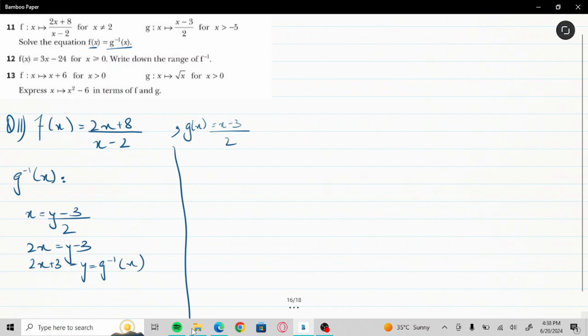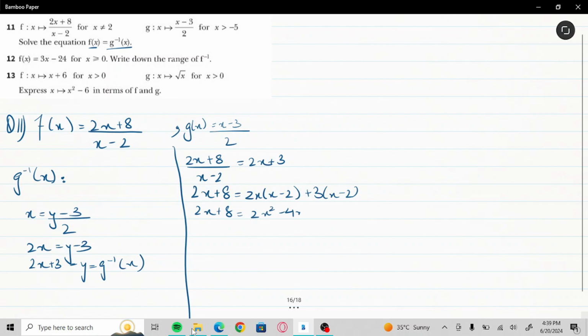Okay, so that means we are going to say that (2x plus 8) divided by (x minus 2) is equal to 2x plus 3. Okay, just quickly simplify what's in this equation. 2x plus 8 is equal to 2x multiplied by (x minus 2) plus 3 multiplied by (x minus 2). Simplify this. 2x plus 8 is equal to 2x squared minus 4x plus 3x minus 6.